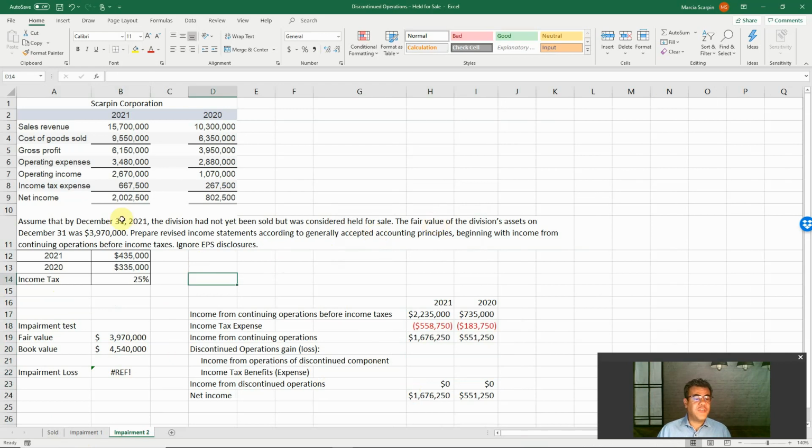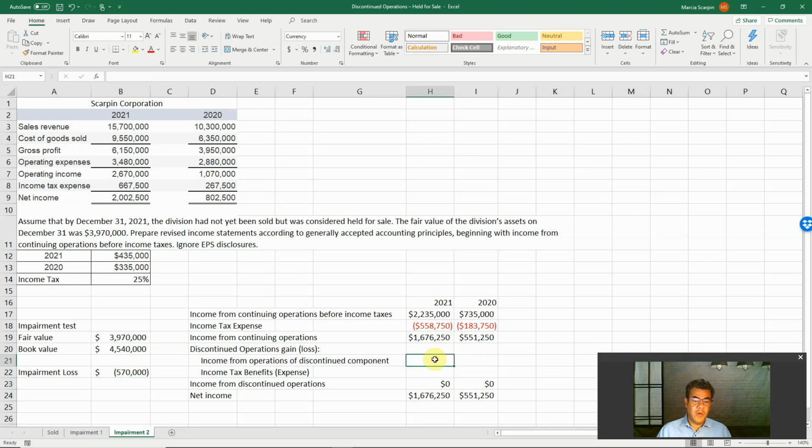Okay. So what do we have now? Fair value of the division asset was $3,970,000. So now fair value 3.9 million, book value 4.5 million. So now we have a loss. And how do we find the loss? Fair value less book value. Now we have an impairment loss. And now we need to record it because we need to record the impairment loss.